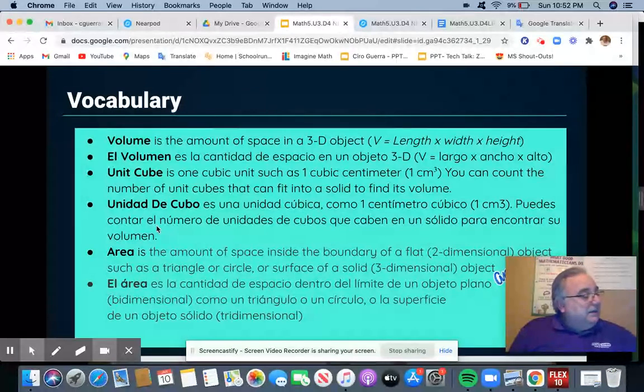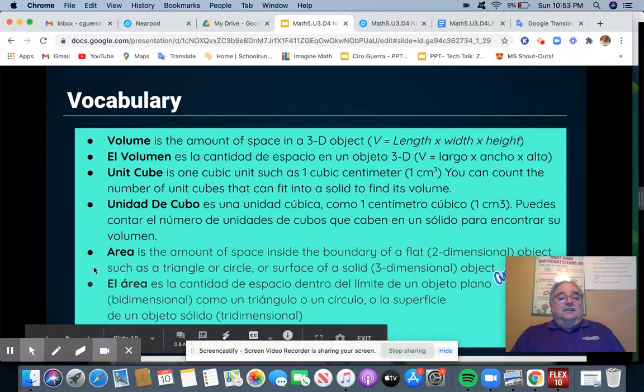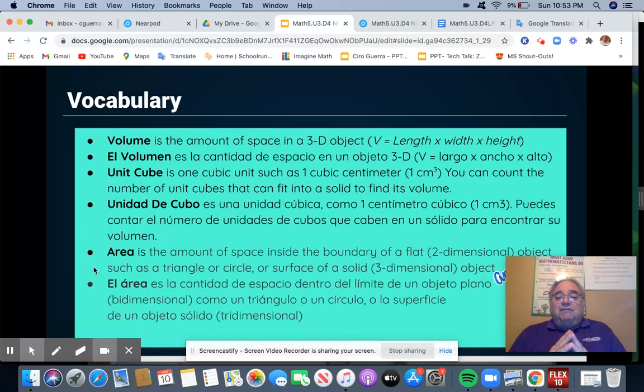And that's what I did yesterday. All right. And the area. Area is the amount of space inside the boundary of a flat two-dimensional object, such as a triangle or circle, or a surface of a solid 3D object.